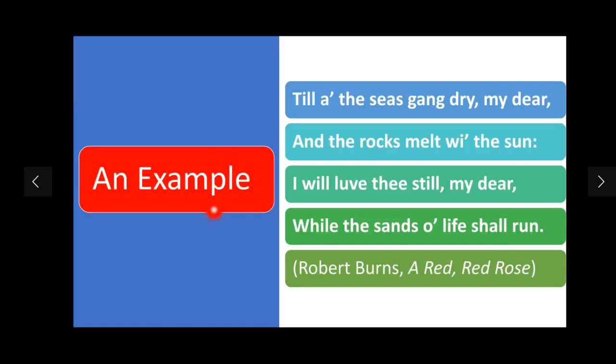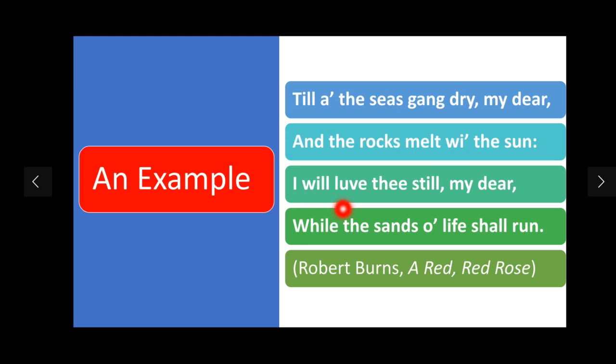An example of phonological deviation. "Till a'." Here you can see this is actually the word "all", but the final letters have been omitted. "Till a' the seas gang dry, my dear, and the rocks melt wi' the sun." You can see that from the word "with", the final letters "th" have been omitted. So the word is "with", and this is the word "all". Here the final letters are omitted, and here also the final letters are omitted.